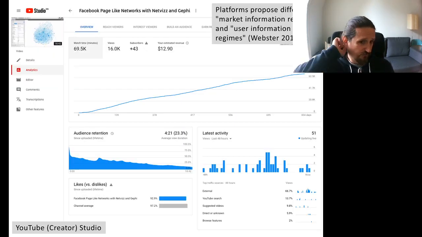This is just a screenshot from YouTube Creator Studio, right? Which is the other side of the YouTube interface. It really makes sense to have a look at that. It's actually one of the reasons why I started uploading videos to YouTube, because I just wanted to know how does it work, right?